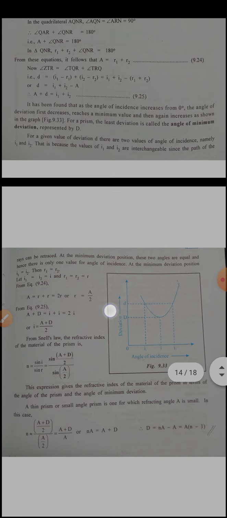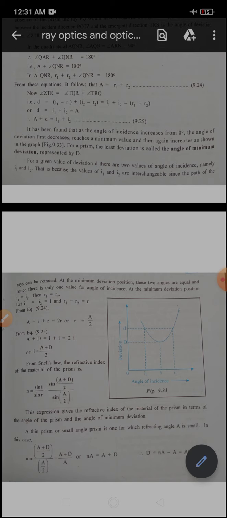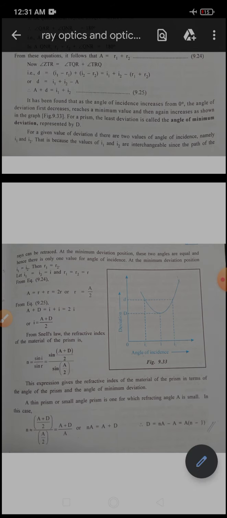Next, put the same in the A plus D equation. A plus D is equal to I plus I, that is A plus D is equal to 2I. At that time we get I is equal to A plus D divided by 2. We got the R, we got the I.